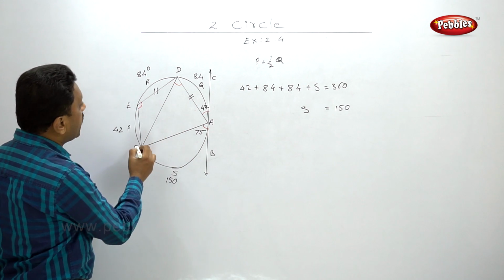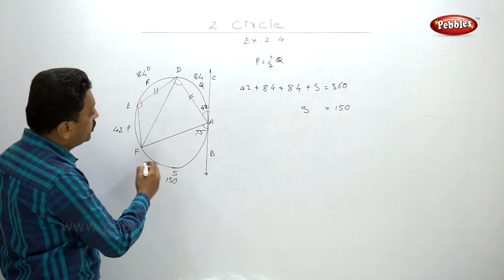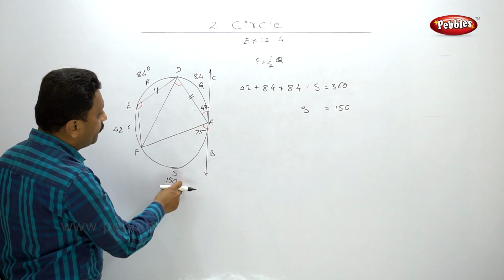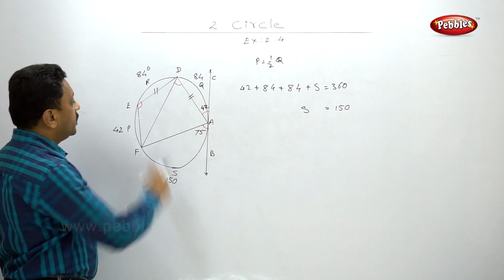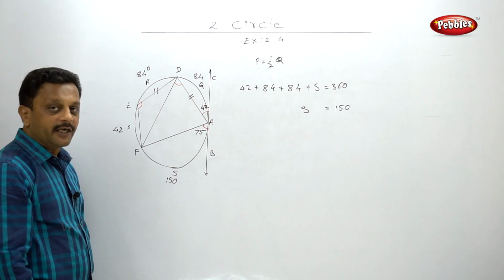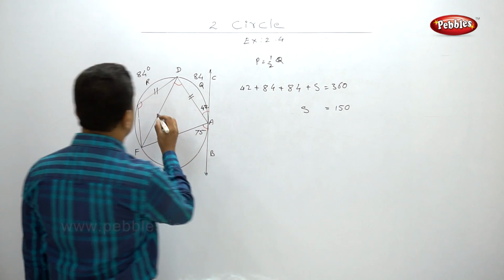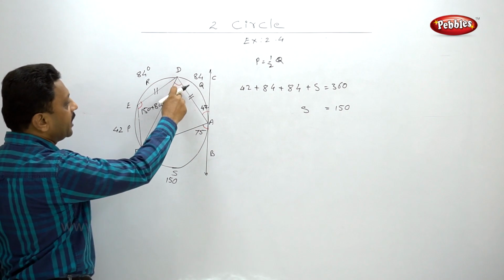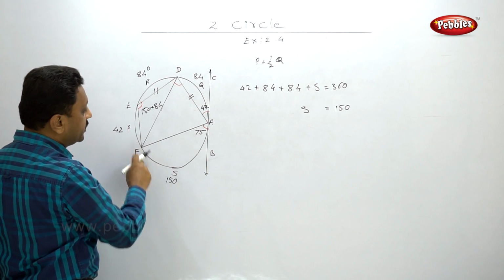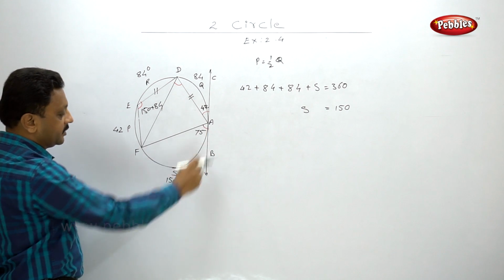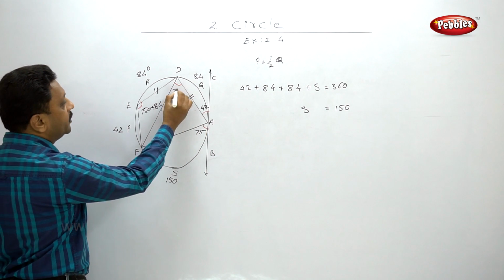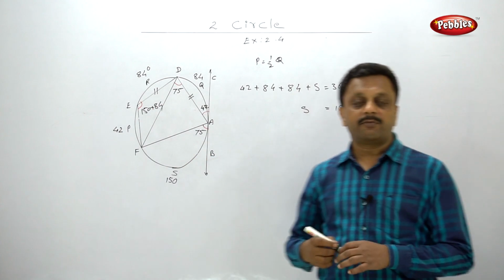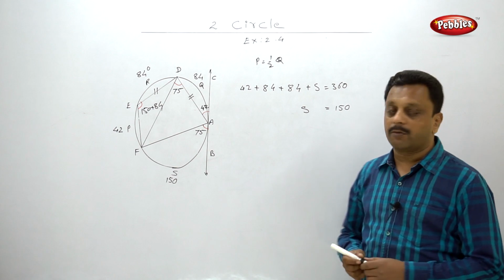Now this angle intercepts which arc? S plus Q. So 150 plus 84 is this angle. What is 150 plus 84? I am not calculating it, I am just writing it here. Now this angle is intercepting this arc, that is arc S. So if this is 150, this must be 75. Problem solved. Minimum 3 to 4 marks you will get in this problem.